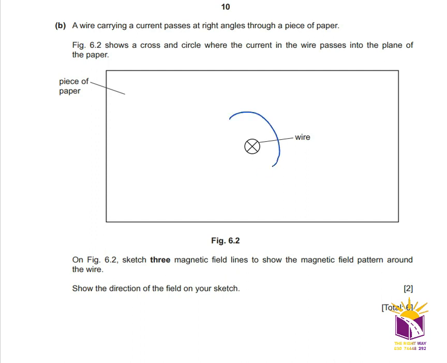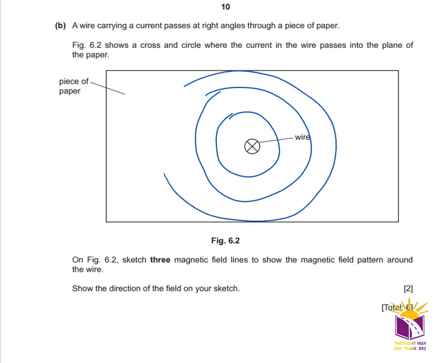So it will be like concentric circles, 3 concentric circles because 3 magnetic field lines, and their direction will be clockwise. Their direction will be clockwise because when I put my thumb in the direction of the current into the page, my fingers will curl in clockwise direction. It can be found with the help of the right hand grip rule.